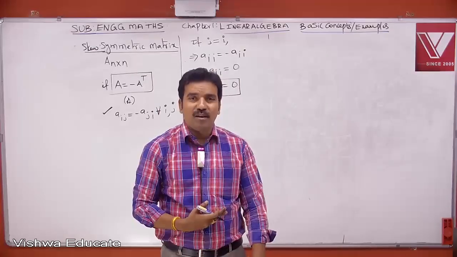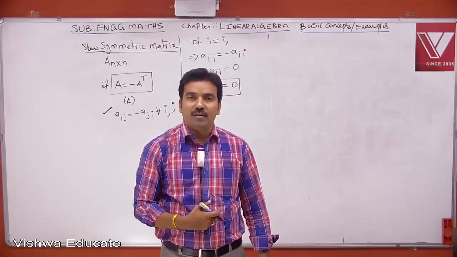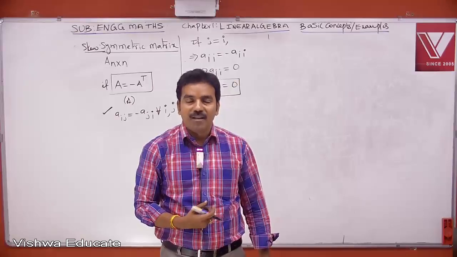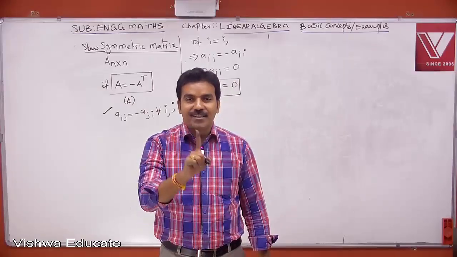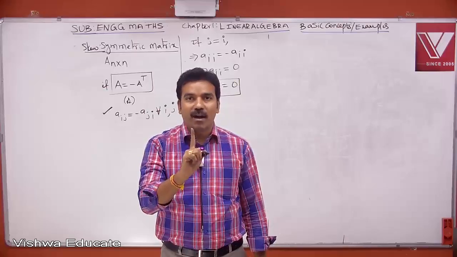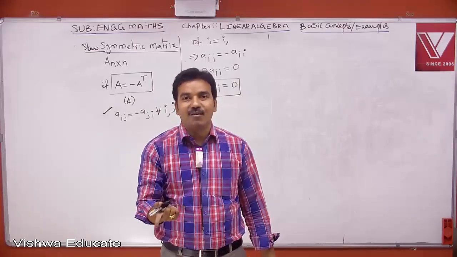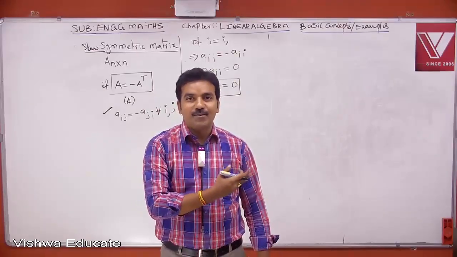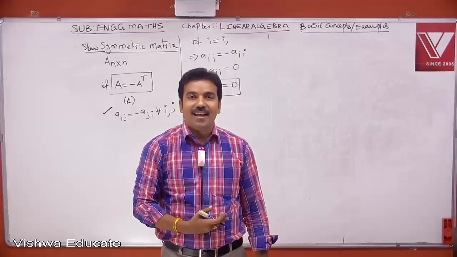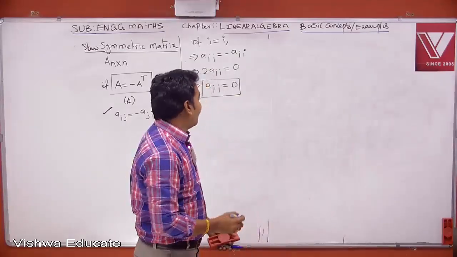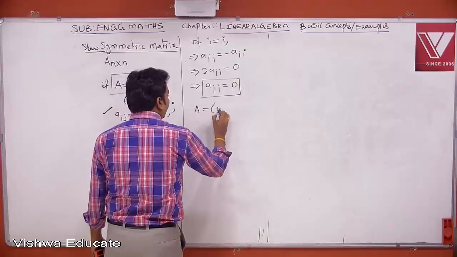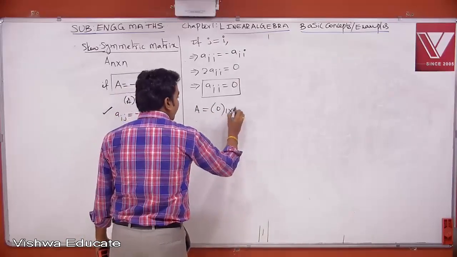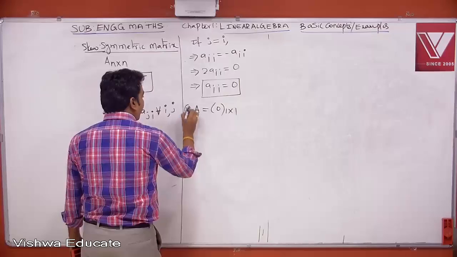Now it makes the construction of examples of skew symmetric matrices very simple. Suppose I start with a very low dimension, 1 by 1. See how many elements will be there in a 1 by 1 matrix? Only one element, that is A11. As we know that in any skew symmetric matrix, all elements along the diagonal are 0. Therefore, if you ask me to construct a 1 by 1 skew symmetric matrix, this will be 0 only. So this is an example of a 1 by 1 skew symmetric matrix.